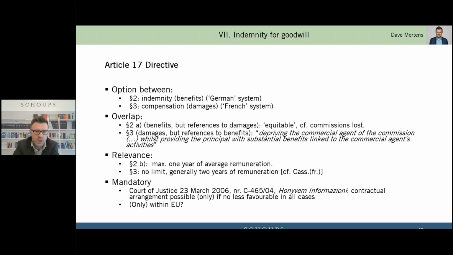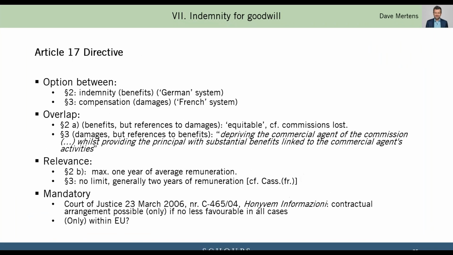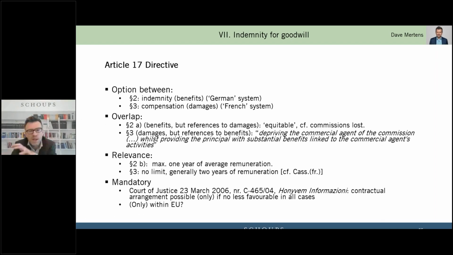You cannot opt out. For me, the Court of Justice hasn't really confirmed that yet, but implicitly, I think, if this agent is established outside of the European Union, it's not mandatory. I mean, if you have an agent working in the US, you can still choose Belgian law, Spanish law, Swedish law, whatever, without introducing this specific protection. So you can opt out of the indemnity system, say no indemnity for goodwill, because I think it's not mandatory outside of the European context. But in the European context, it is mandatory, even if the principal is non-European, as long as this agent is established within the European Union.